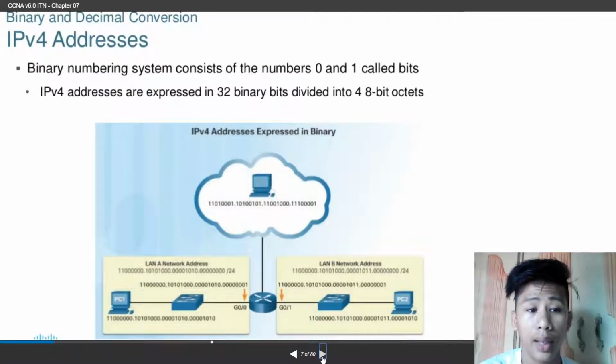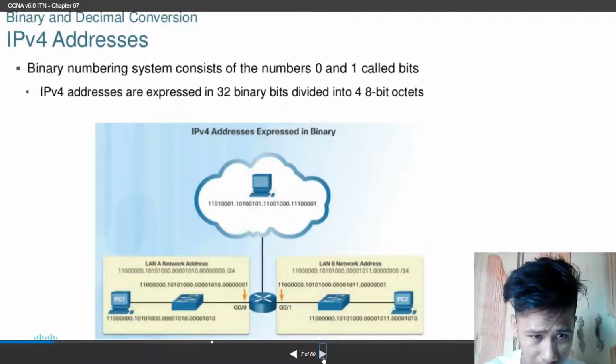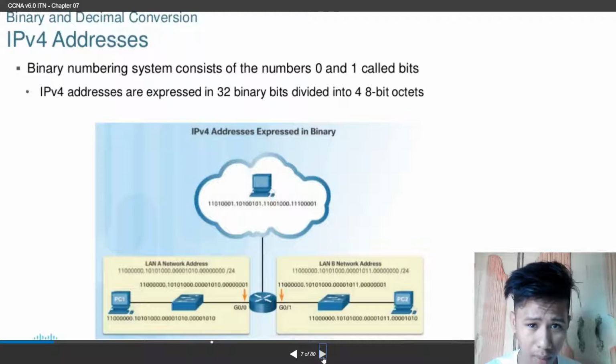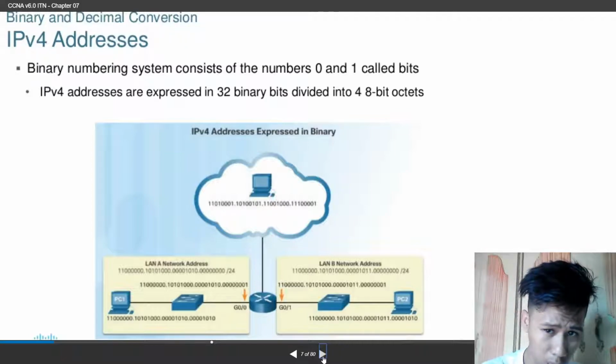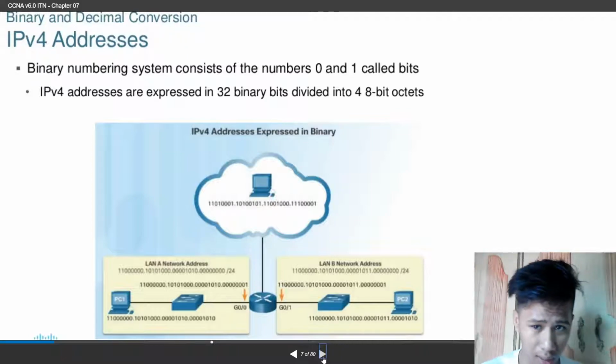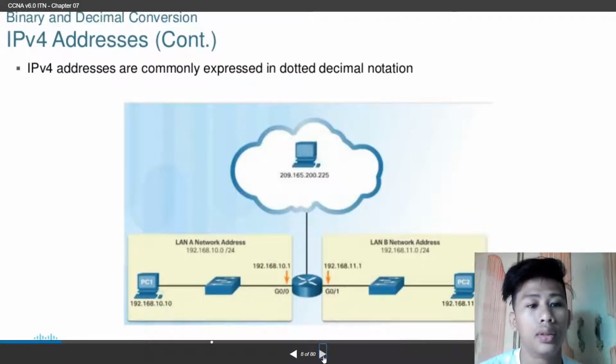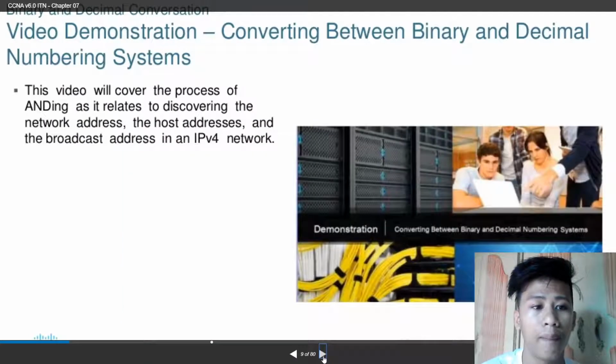An IPv4 address is in the binary numbering system, which consists of the numbers 0 and 1, called bits. IPv4 addresses are expressed in 32 bits divided into four 8-bit octets. This is commonly expressed in dotted decimal notation.